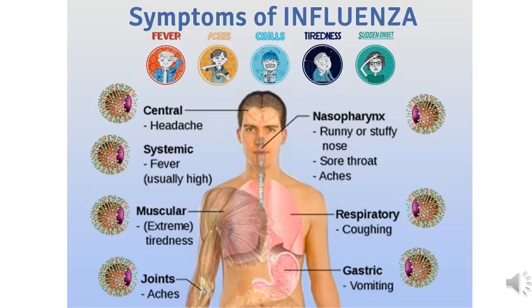Furthermore, there will be gastric disturbance, and because of that the person may feel vomiting. Because of the congestion or problem in the respiratory tract, the person will be having coughing. Because of the problems at the nasopharynx, the person will be having a runny or stuffy nose. There will be sore throat, itching in the throat, and there will be aches in the nasopharynx area as well.